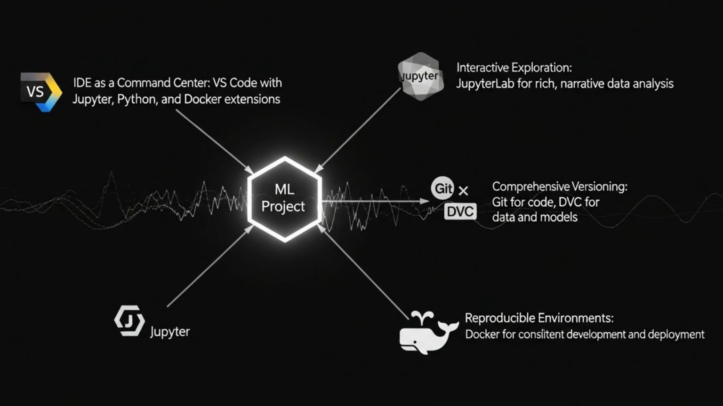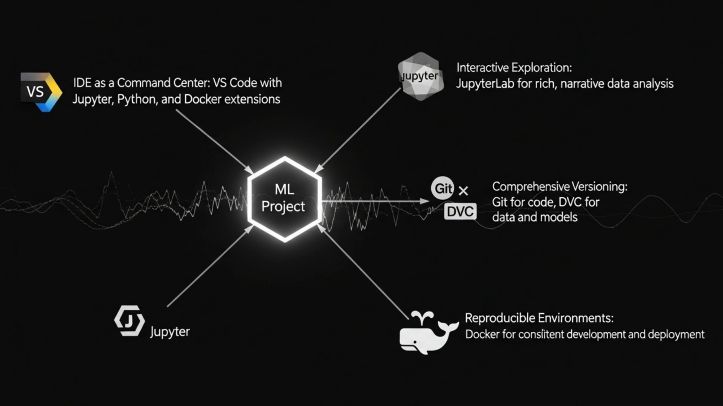For deep, narrative-driven exploration, I switch to a browser-based JupyterLab instance. Its flexible layout is unmatched for building a story with data, mixing markdown, code, and complex visualizations. Underpinning all of this is a strict versioning discipline. Git tracks every code change, which is standard. But for data scientists and ML engineers, the secret weapon is DVC, or Data Version Control. It works alongside Git to version large datasets and models without bloating the repository.